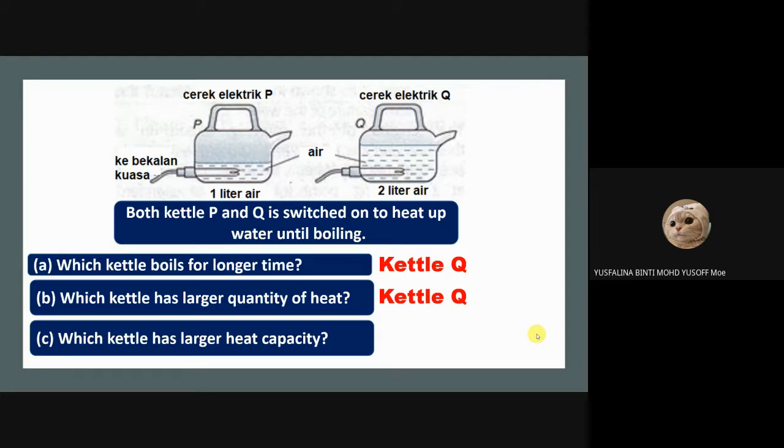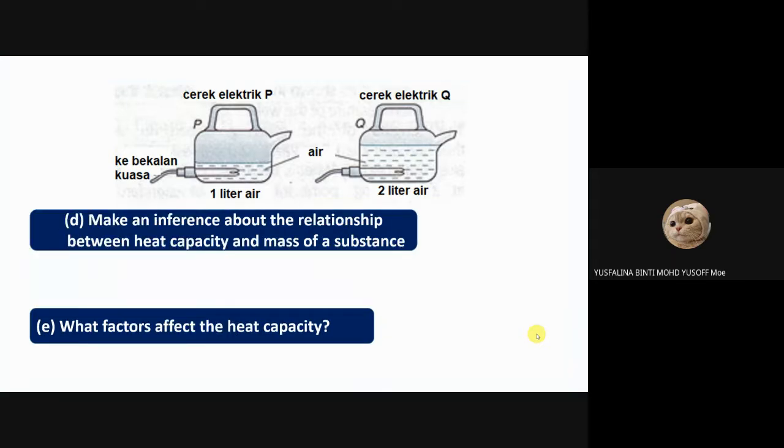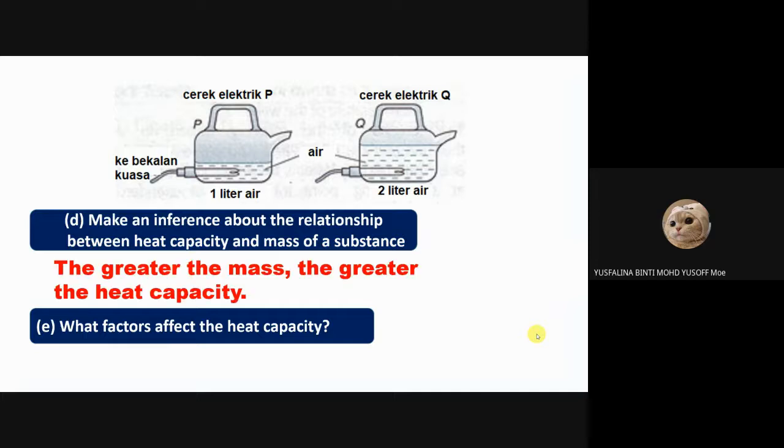Okay, so we are just doing this now, right? 2 kg is 1,800. And which kettle has a larger heat capacity? Of course, Q, because it has a higher mass. So higher mass means you have higher heat capacity. Right. So what inference can you make about the relationship between the heat capacity and the mass of a substance? The higher the heat capacity, the higher the mass.